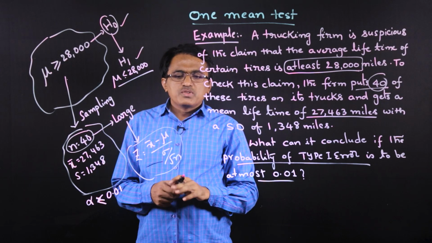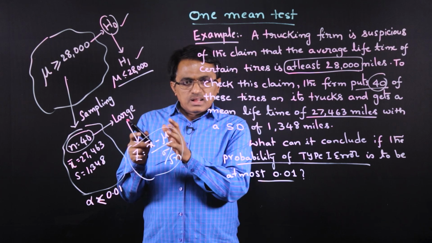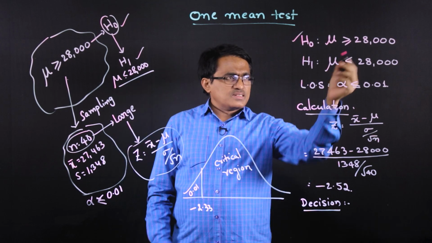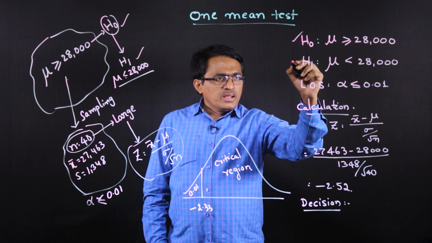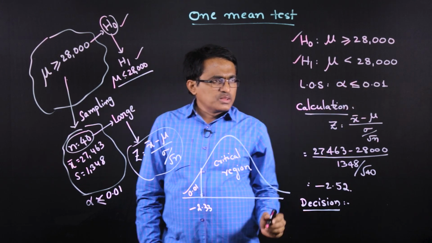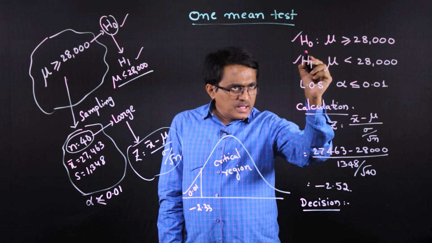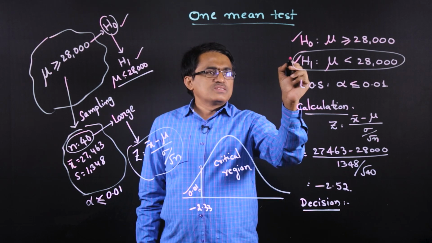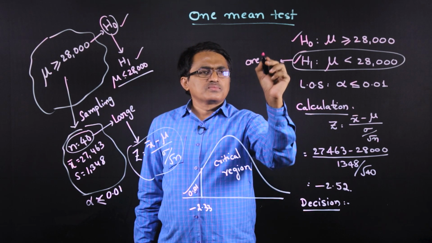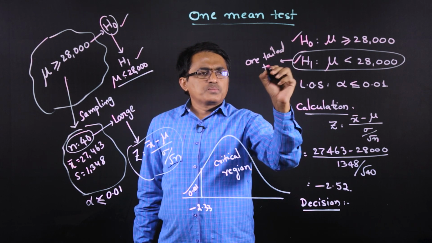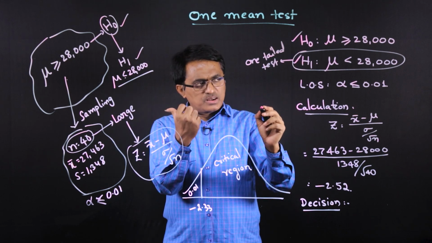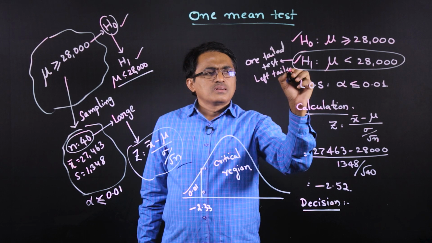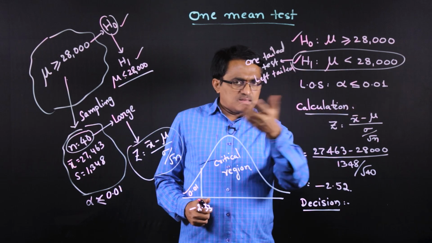Next we will do the calculations and see whether the claim is valid or not. We write the null hypothesis as discussed, mu greater than or equal to 28,000, and the alternative hypothesis mu less than 28,000. Based on the alternative hypothesis, because mu is less than 28,000, we say this is a one tail test. Particularly, since it is mu less than 28,000, we can say it is a left tail test also.